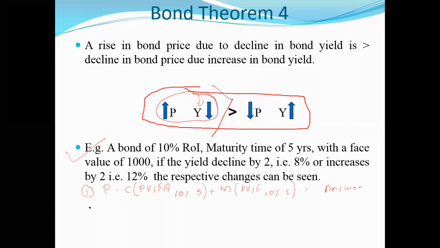Now, what do you have to do second? Again, do the same thing, but instead of taking 10%, you take it as 8%. Here also you take it at 8%. Rest everything remains the same. Calculate the answer. Third thing: do the same thing again, but instead of 8%, make this 12% for 5 years. Here also you make it 12% for 5 years. Check what the answer is.